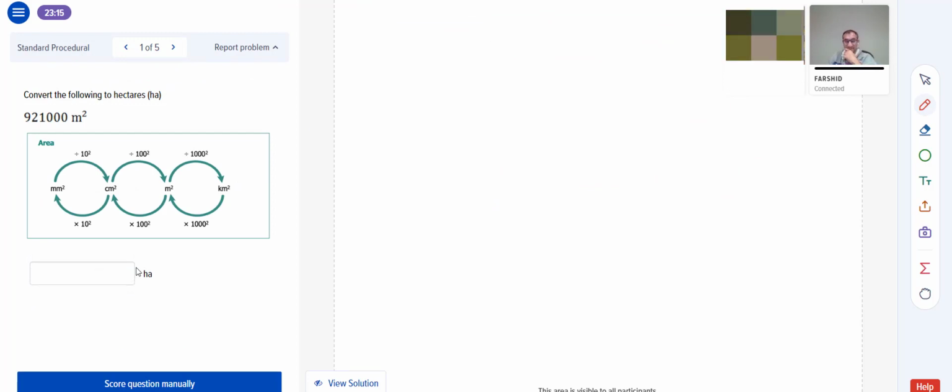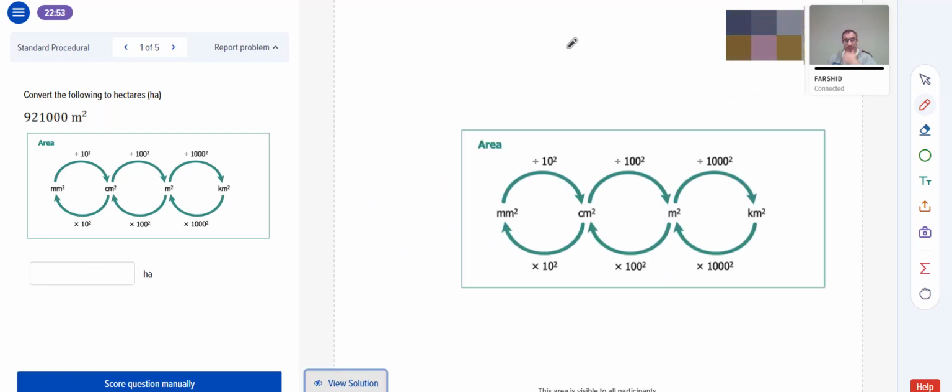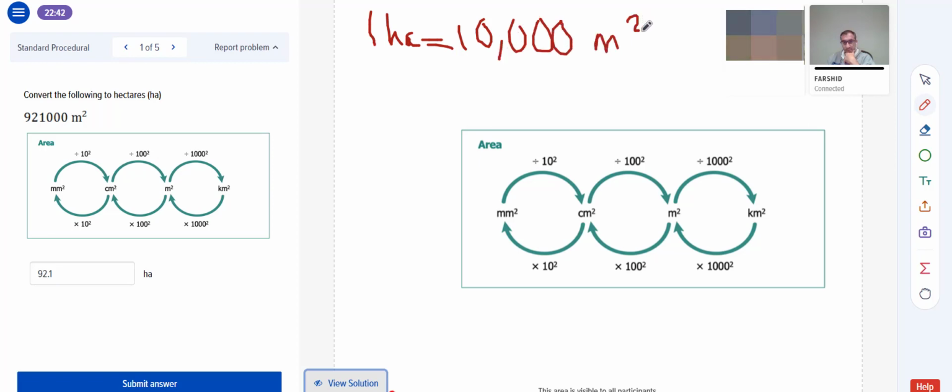This one. Okay. Convert the following to hectares. A hectare is equal to a kilometer, right? A hectare, yes. If a hectare is 10,000 square meter. Yeah, okay. 10,000 square meter. But isn't okay? That means it's 10 kilometers, right? Yeah, it'll be 10 kilometers.